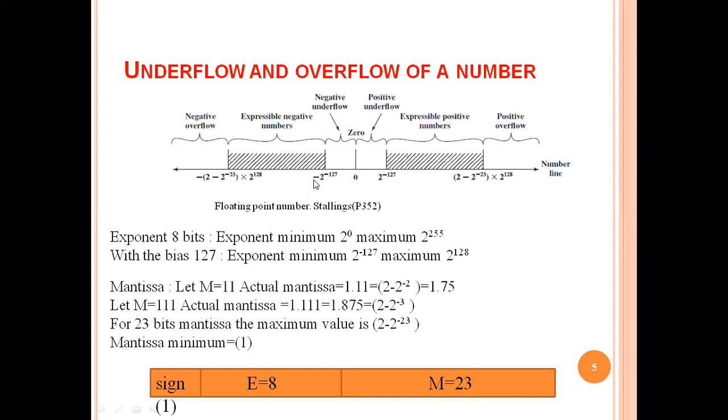And this is the maximum negative number, because of 2 to the power minus 127; here I put a minus, so it will be minus 2 to the power minus 127. So this region is okay. If your system generates numbers between these regions, there will be no overflow or underflow. But if the number falls in this region, it will be a negative overflow, and if it falls in this region, it will be a negative underflow. So this is the overflow and underflow of a system.